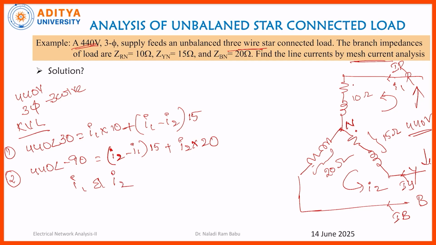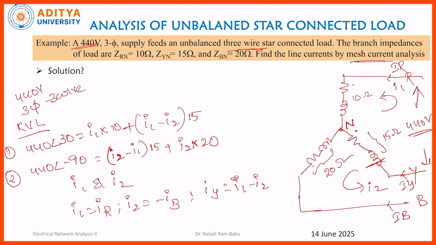Now the line currents you have obtained, where I1 is equal to current through phase R and I2 is equal to minus of IB, because here I2 and IB are currents in opposite directions. Current through Y phase is I1 minus I2. So we have attained the values of line currents. Here in this numerical we have solved the values of line currents.